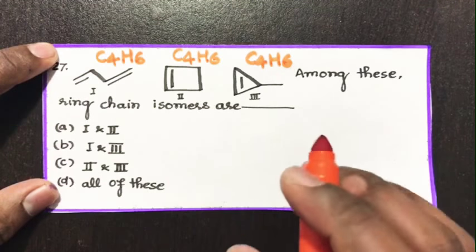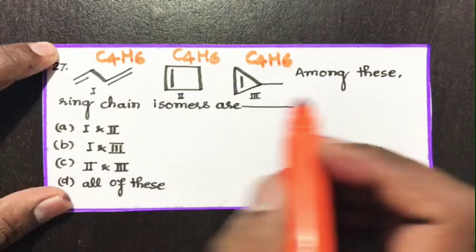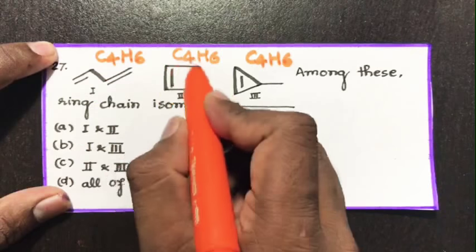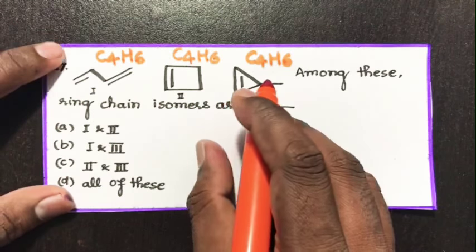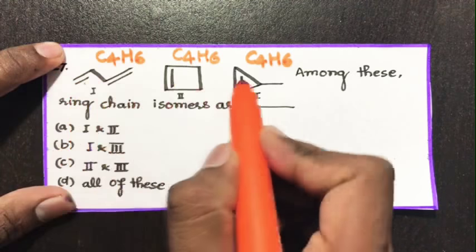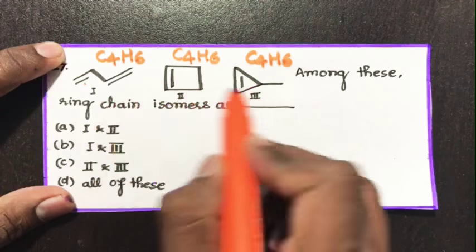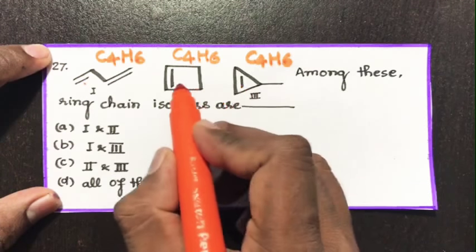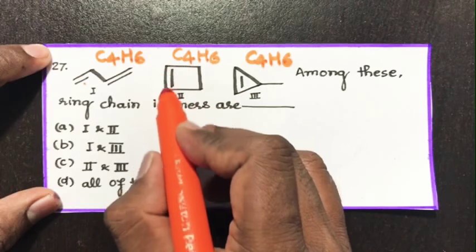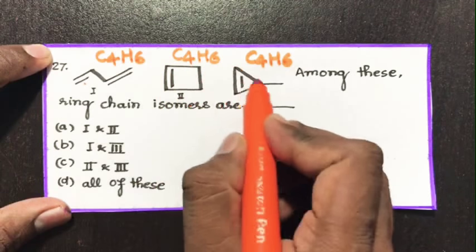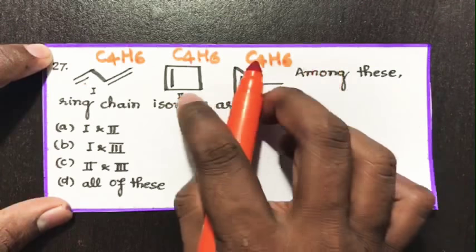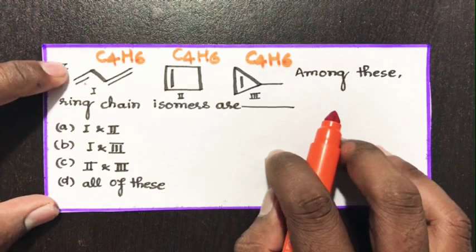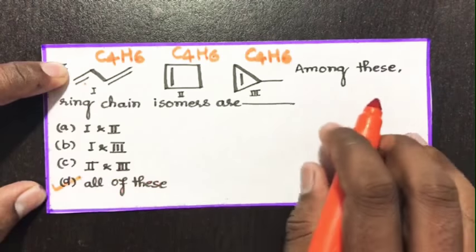Now for the ring chain isomers, let's see here. Compounds 1 and 2 have the same molecular formula, but one is in open chain and another is in ring, so they are ring chain isomers. Now coming to 1 and 3, again one is in open chain and another is in ring, so 1 and 3 also will be ring chain isomers. Coming to second and third, both are in ring structure but their ring size is different. Here the ring size is 4, but here that is 3. So again they are related as ring chain isomers. So in fact all of them are related as ring chain isomers. So the correct option will be D.